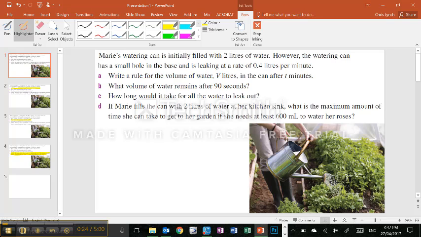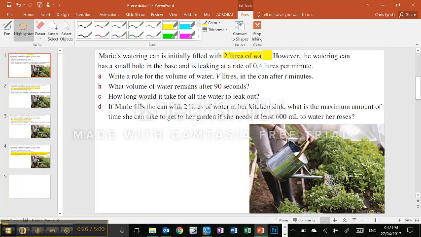Marie's watering can is initially filled with 2 litres of water. However, the watering can has a small hole in the base and it is leaking at a rate of 0.4 litres per minute. Right there you can see that we've highlighted the important parts. So we know that the can had 2 litres of water. We know it was leaking. Right, so leaking would mean it is going down. It's minusing, so we use a subtract sign, and it's going down at a rate of 0.4 litres per minute.